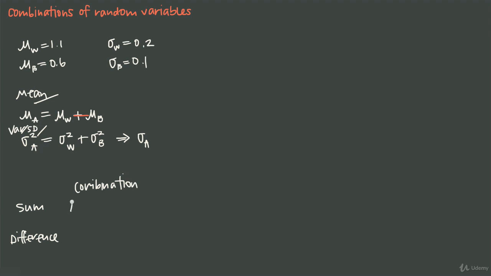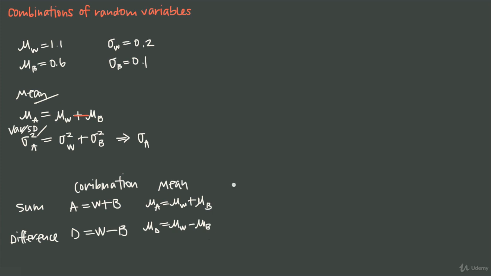So for the sum, total activity will be equal to walking plus biking, but the difference between walking and biking will be walking minus biking. Then for the mean, I can simply say that the mean of total activity is equal to the mean of walking plus the mean of biking.